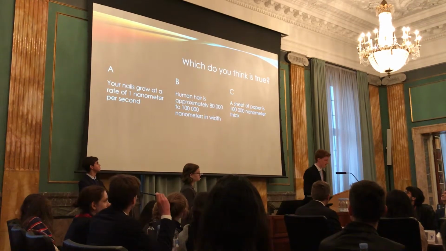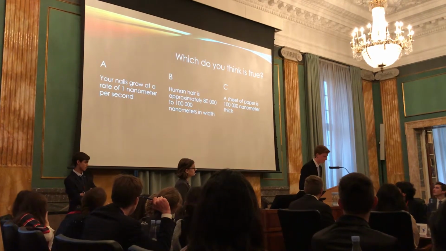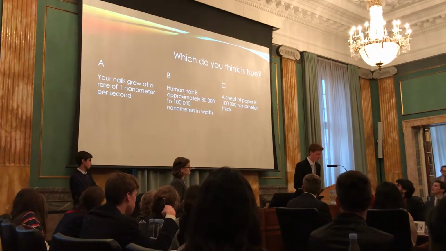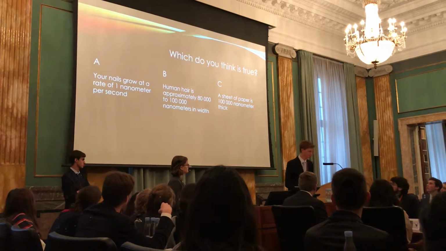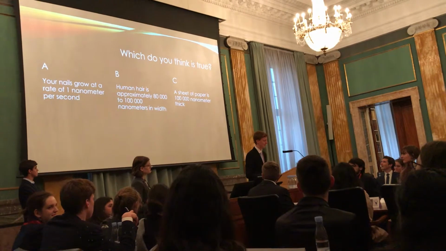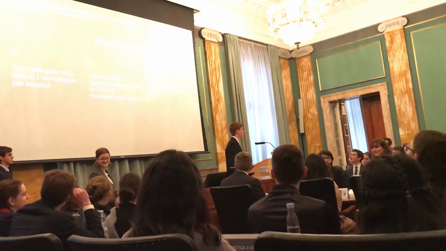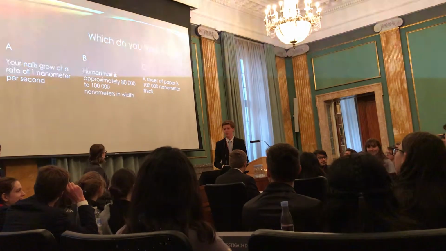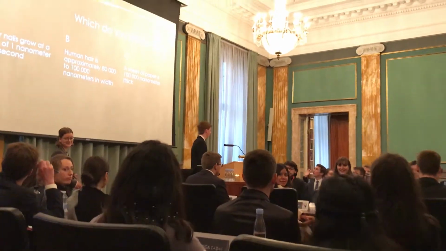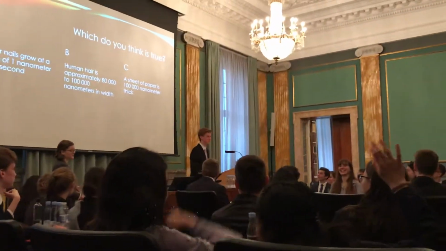Statement A, your nails grow at a rate of 1 nanometer per second. Statement B, human hair is approximately 80,000 to 100,000 nanometers in width. Statement C, a sheet of paper is about 100,000 nanometers thick. So please raise your hand if you think statement A is true. Please raise your hand if you think statement B is true. Please raise your hand if you think statement C is true.